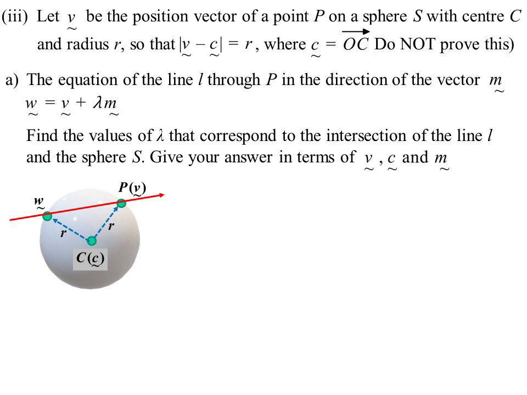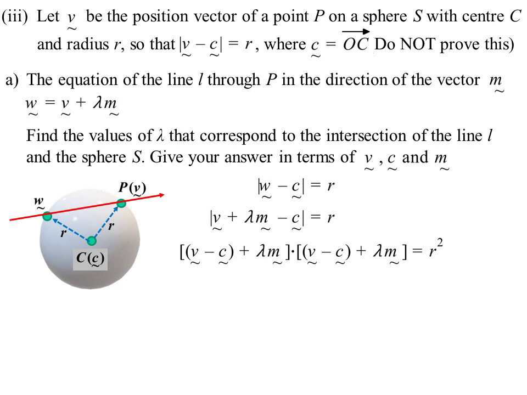Now W is on the line of this vector. So W is the random point on the line. I put it at the other point of intersection. I'm assuming it's cutting it twice. We know then that the magnitude of W minus C must equal R, because if W is on the surface of the sphere, it satisfies the equation of the sphere. But we said W has the vector equation of V plus lambda M. So let's substitute that in.